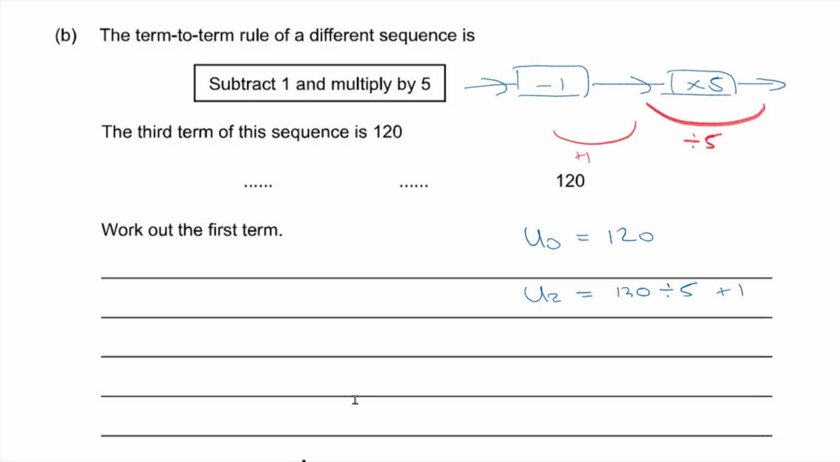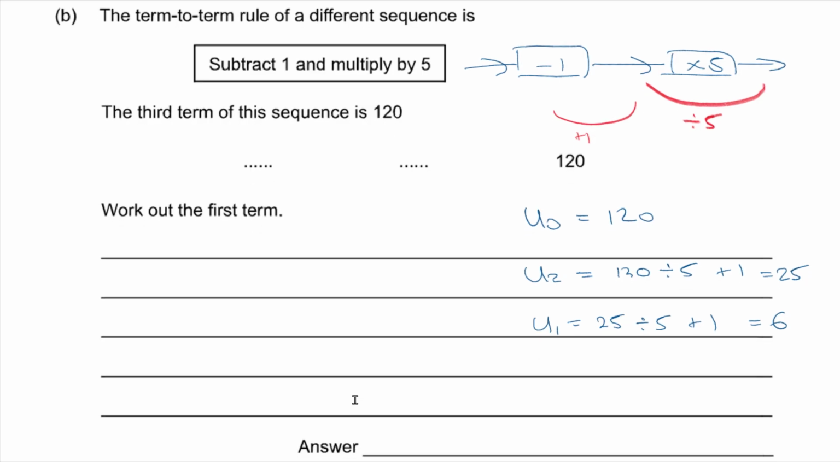So 120 divided by 5, what's that? That's 24 plus 1 is 25. So my second term u2 is 25, and my first term u1 is going to be the same thing. I'm going to take 25, my second term, I'm going to divide it by 5, and I'm going to add 1. 25 divided by 5 is 5, plus 1 is 6. So u1 must have been 6 to start with. So what's the first term? The first term is 6.